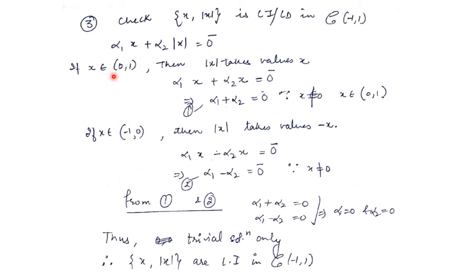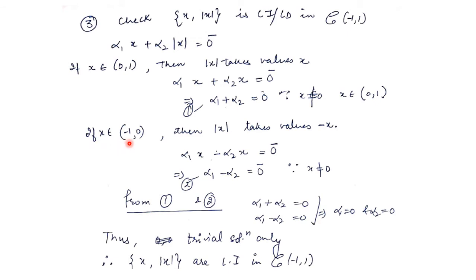Whenever our x is positive, meaning it belongs to the interval 0, 1, then the value of mod of x is the same as x, it is positive. So you will get alpha 1 x plus alpha 2 x is equal to the null function. But x cannot be 0 because it belongs to the open interval 0, 1. So we get alpha 1 plus alpha 2 is 0. One equation is this one.